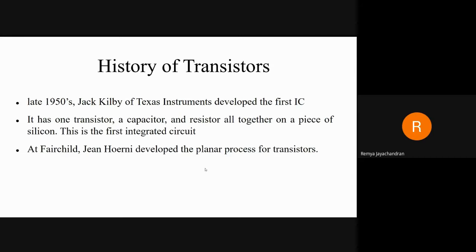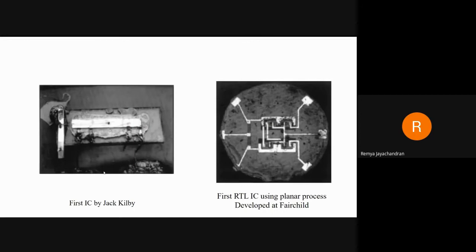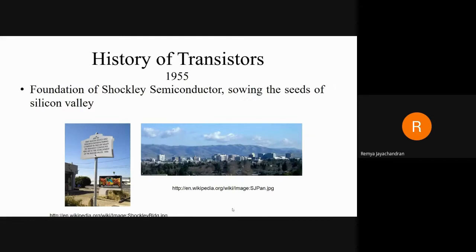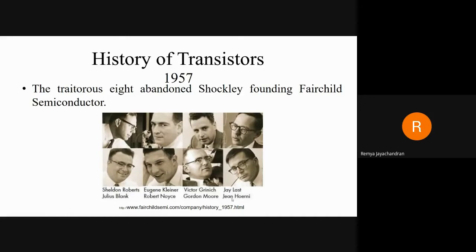And at Fairchild, Jean Hoerni developed the planar process for the transistor, that is a fabrication process for the transistor. The first photograph represents the first IC by Jack Kilby, and the second photograph represents the first RTL IC using the planar process developed at Fairchild. And in 1955, the foundation of Shockley Semiconductor led to the Silicon Valley. And in 1957, these eight people abandoned Shockley, and then they founded Fairchild Semiconductor.